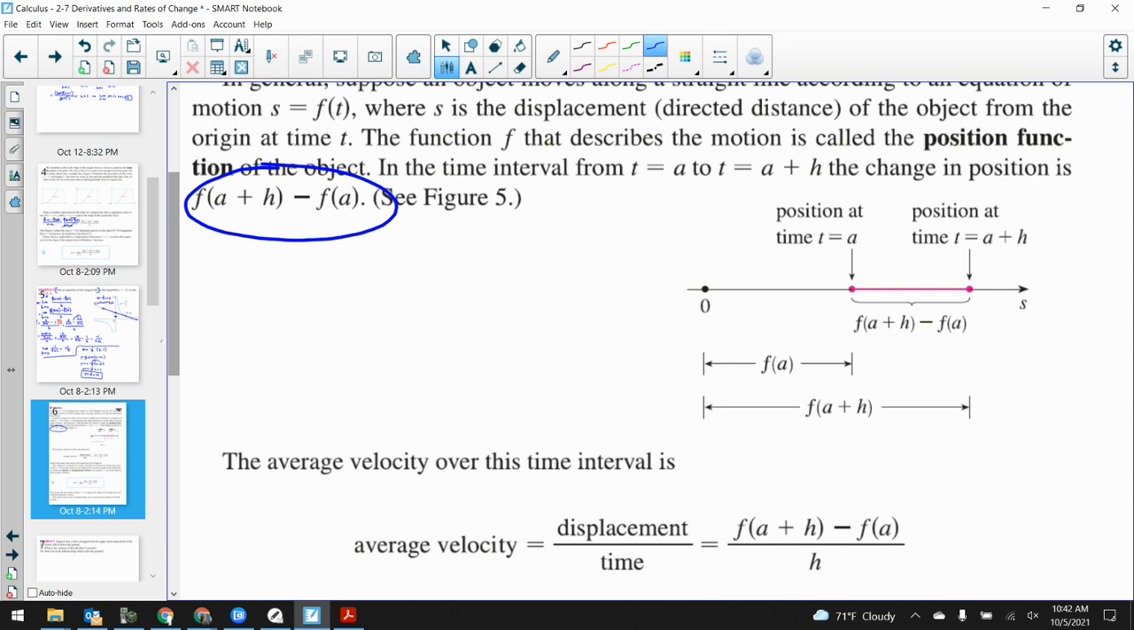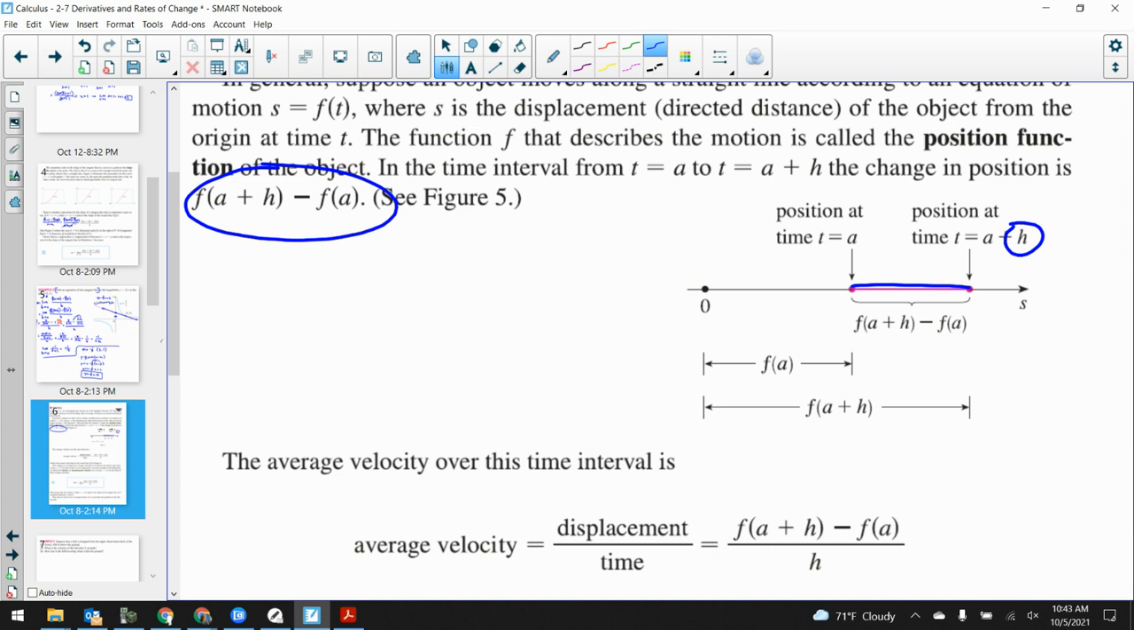If I've got displacement and I've got time, displacement divided by the time it takes to displace is velocity, is speed, right? I'm traveling 10 miles, that's my displacement. I'm going in 2 hours, that's 5 miles per hour. That's displacement divided by time. So really what that truly is, the f of a plus h minus f of a, divided by h. That's the time it takes to get there, right? A plus h. So if I'm starting at 0 and going to 2 hours, that's 2 total hours.